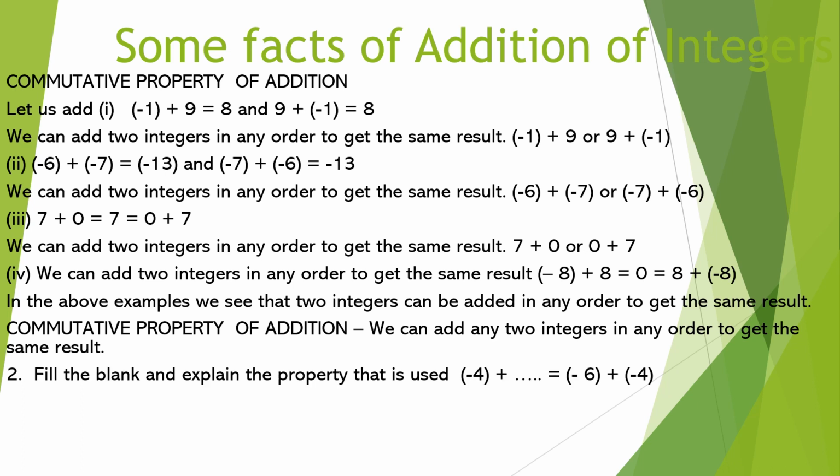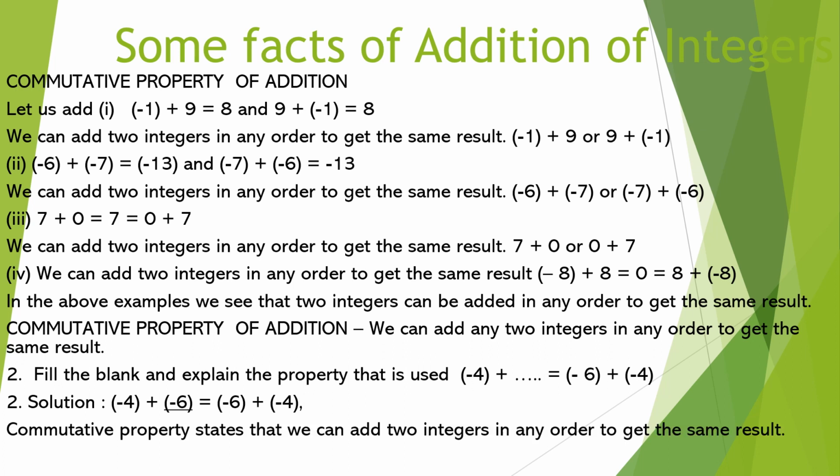Let's fill in the blanks. Minus 4 plus dash is equal to minus 6 plus minus 4. Now on that side we have the order minus 6 plus minus 4. So on this side we can have the order minus 4 plus minus 6 so that the two sides are equal. Commutative property states that we can add two integers in any order to get the same result.